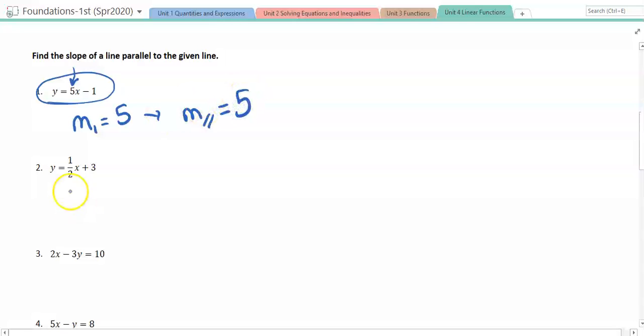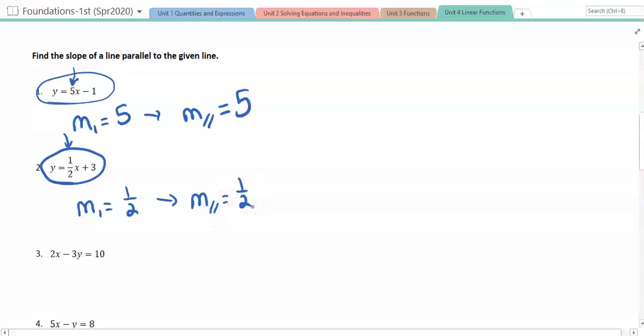So let's look at example 2. y is equal to 1/2 x plus 3. What's the slope of the original line? Well, remember it's attached to the x, so that slope is 1/2. So what is the slope of the line parallel to it? That's right, it's the same slope.